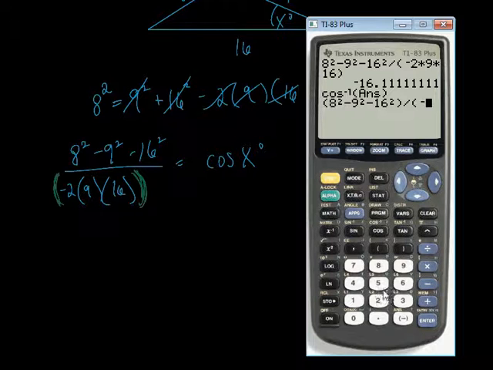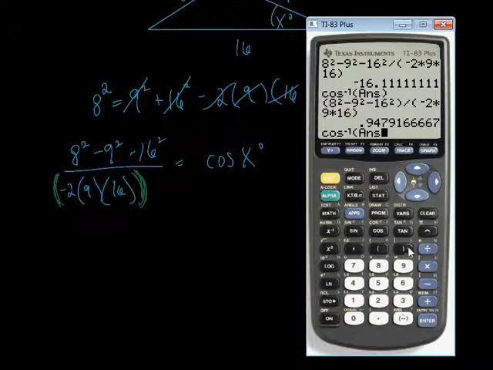Let's see if that works. Negative 2 times 9 times 16. Close that parentheses. I think we're good, right? Hit equals. Yep. Now hit second function cosine of the answer.